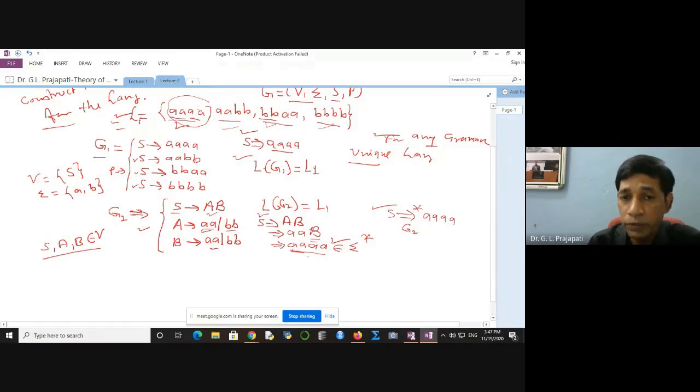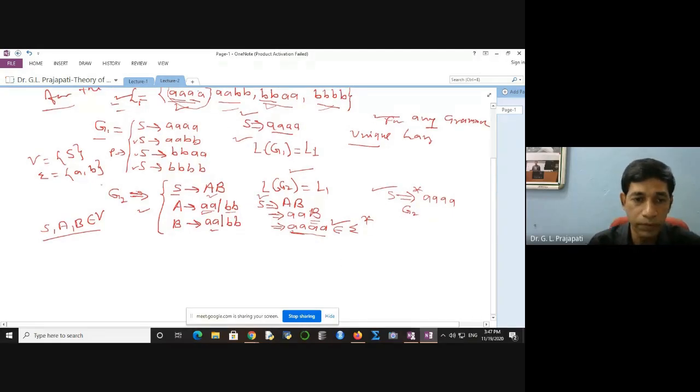And you also need to verify whether any other strings can be generated by this grammar. If yes, then this is not the grammar for the language L1. Here you clearly know that grammar G2 can generate only these 4 sentences. Hence G2 is also a grammar for the language L1. So this is the next grammar possible for this language. Somebody may try to write it in a different way for the same language.